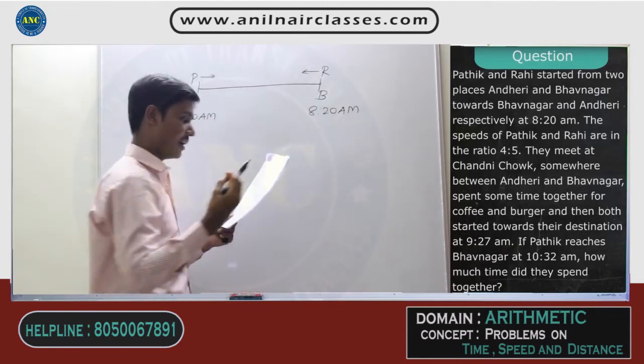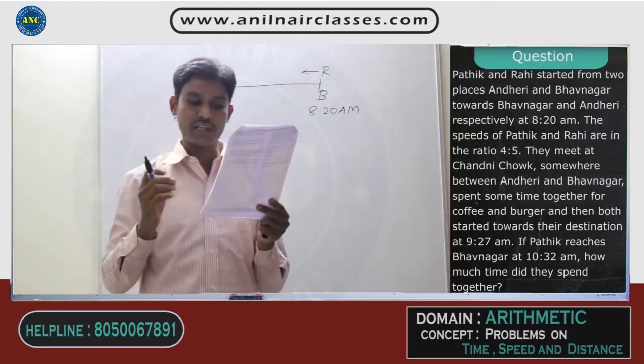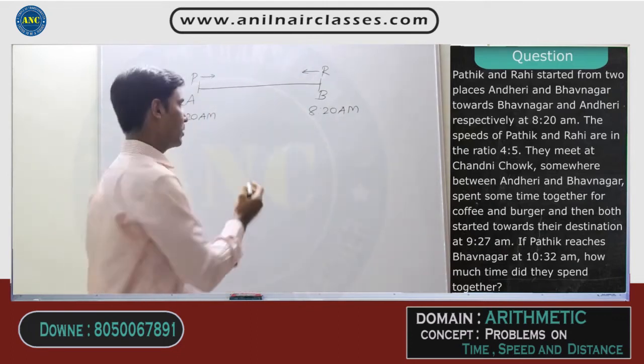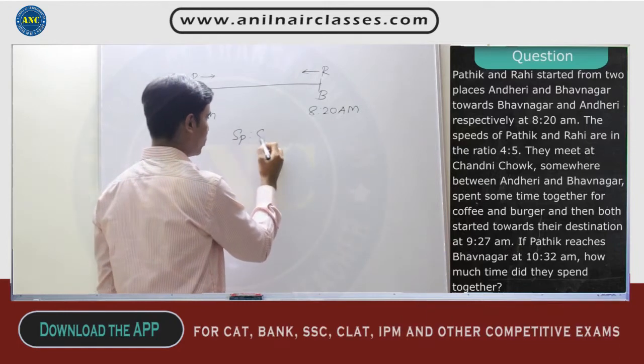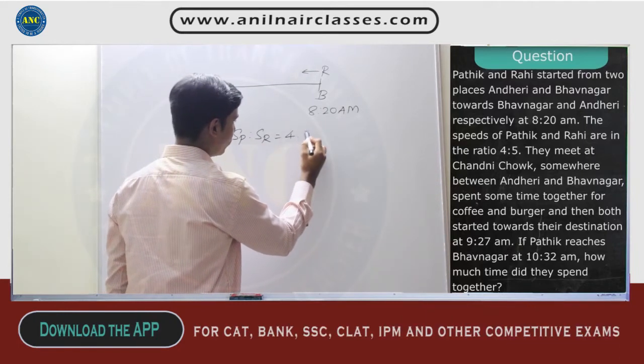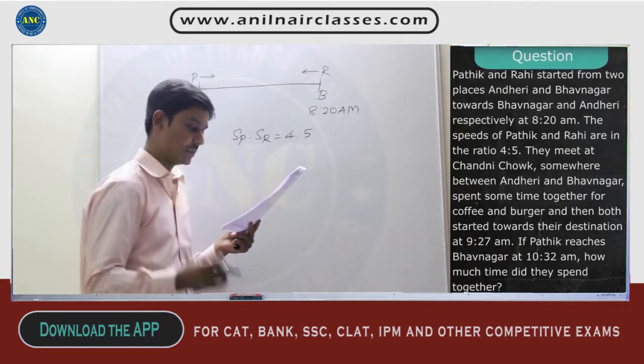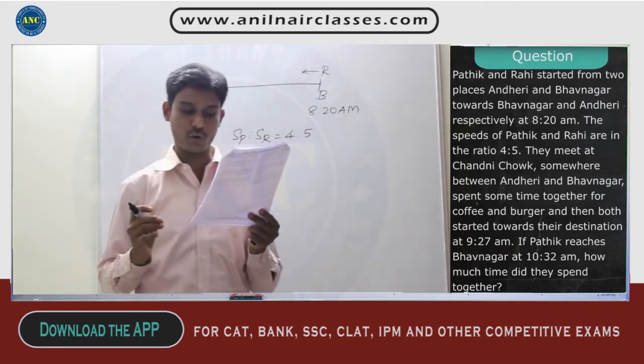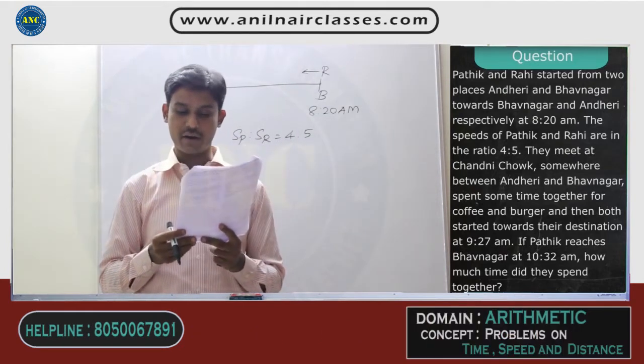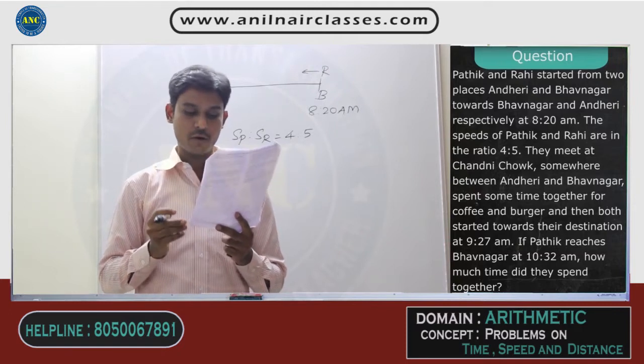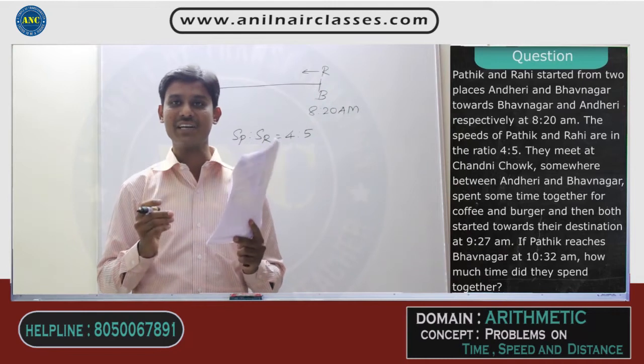Now, please read the next statement. The speeds of Patik and Rahi are in the ratio 4:5. That means the speed ratio of Patik and Rahi is given as 4:5. This is what is given in the second statement. They meet at Chandni Chowk, somewhere between Andheri and Bhavnagar, spent some time together for coffee and burger, and then both started towards their destination at 9:27 am.